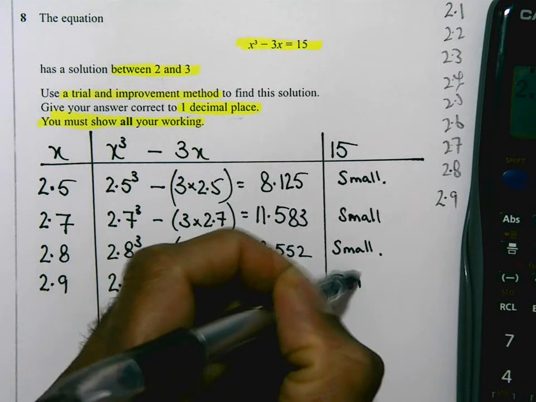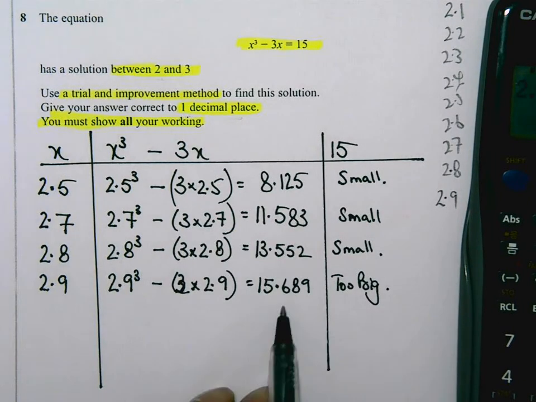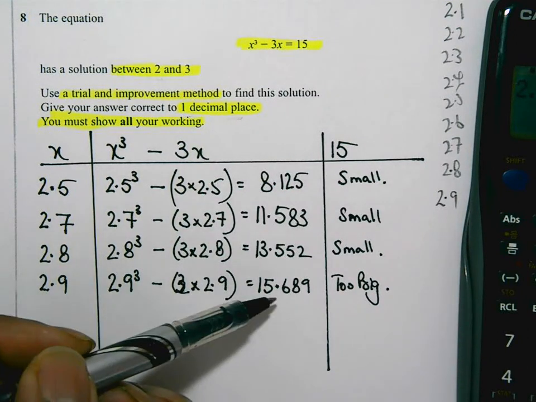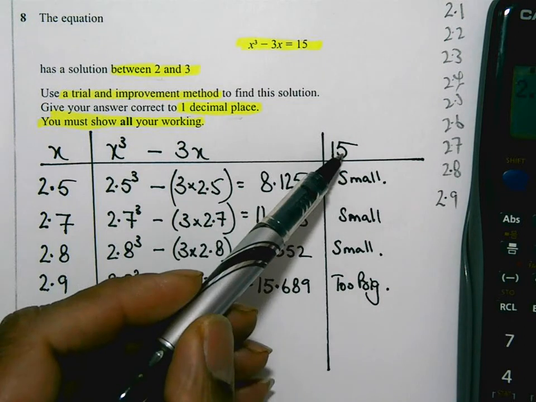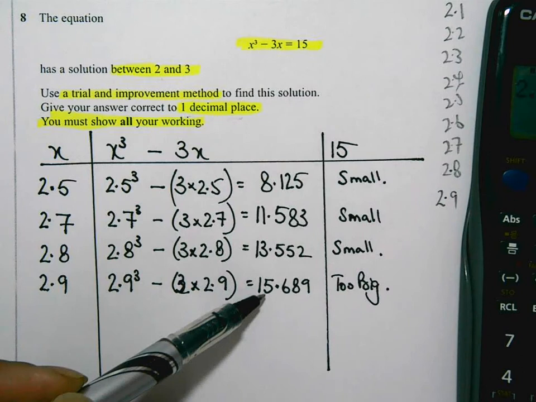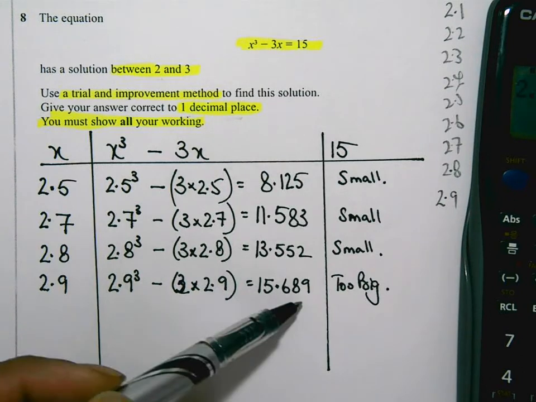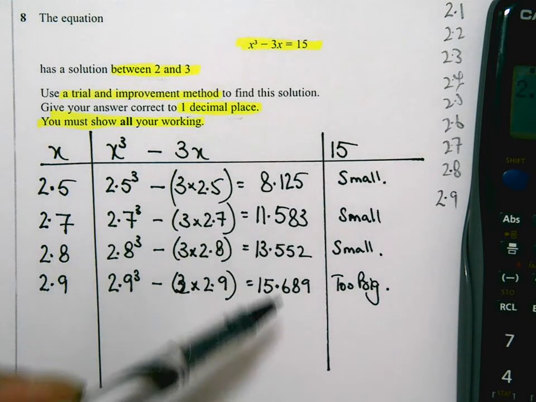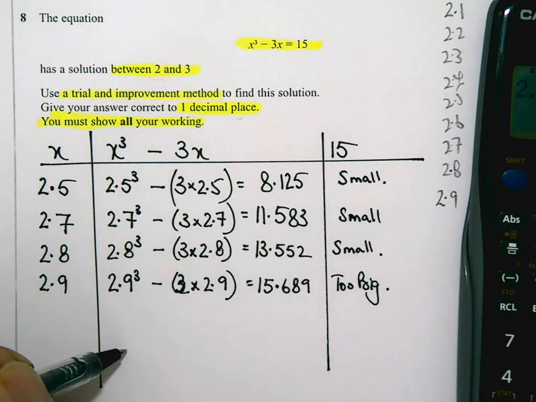Okay, that's too big because remember my target number was 15. I've just gone over 15. Now, looking at my answers, when I tried 2.8, I got 13.5. When I tried 2.9, I got 15.6. So 2.9 actually gave me an answer that was closer to 15, right? It's only about 0.6 more. 2.8 gave me 13.5, so that's about 1.5 less. So the value of x that gets me closest to 15 is going to be 2.9.